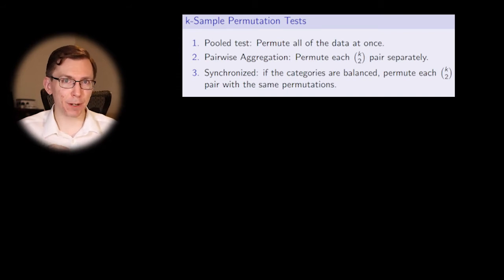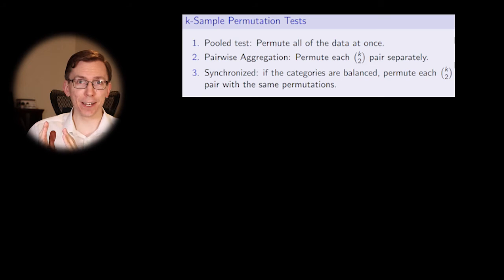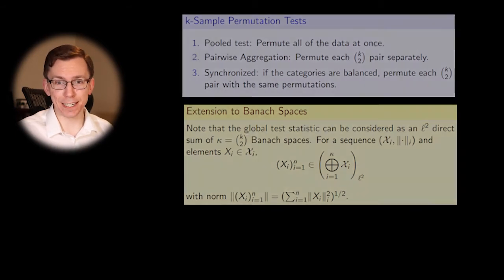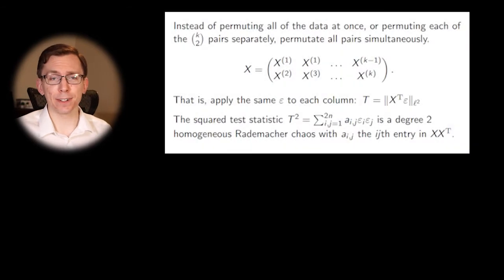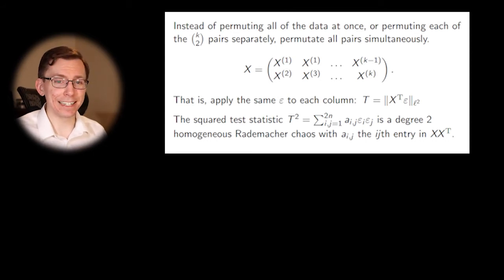What the synchronized permutation test does is I consider all K-choose-2 pairings of my samples, and I apply the same permutations to each of them. They can be extended to general Banach space settings through an L2 direct product of K-choose-2 Banach spaces. So the first thing we're going to do is write down this large matrix X, which is going to be the matrix of pairwise comparisons. And then we can write our test statistic as an L2 norm.